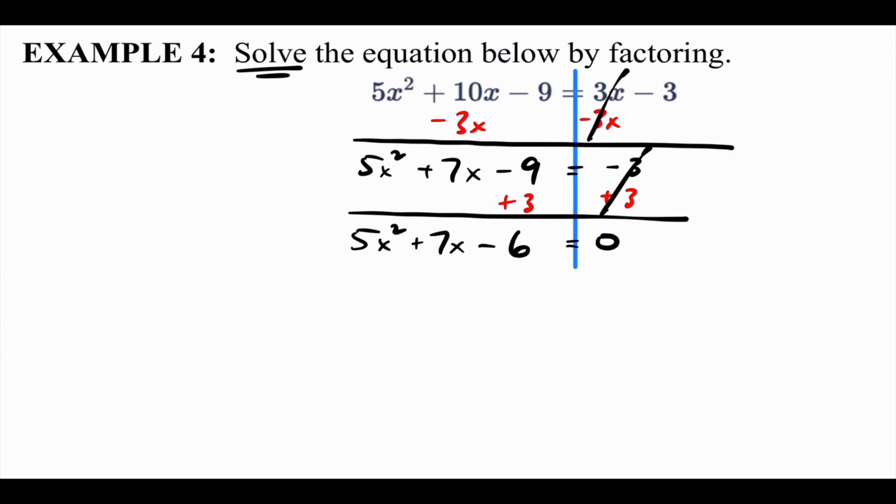Step 2 we're skipping for today. It's step 3, ABC. Okay. So what is A, what is B, and what is C? Now that it's equal to 0. 5 is A. Good. 5 is A. B is 7. C is -6.